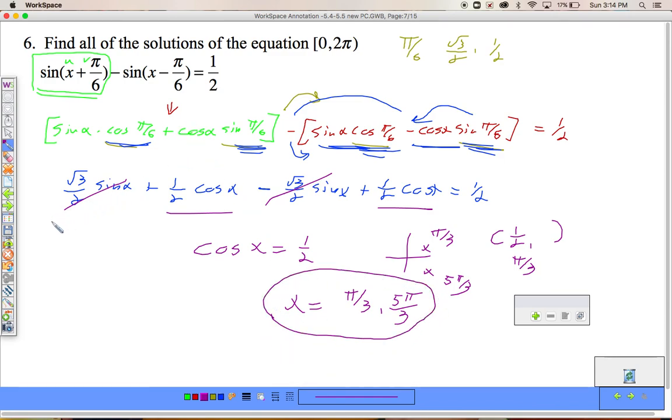So for this problem, we took these two pieces, expanded them, and subtracted, cleaned it up as much as I can, got cosine to be a half, and I know that's pi over 3 and 5 pi over 3. Those are my two solutions.